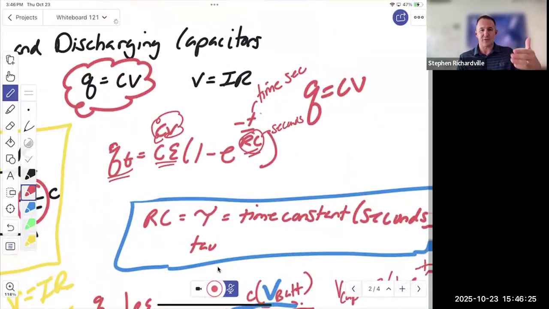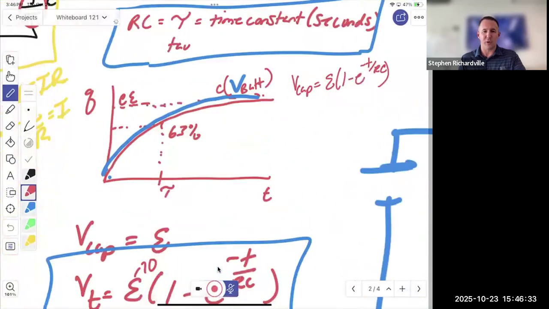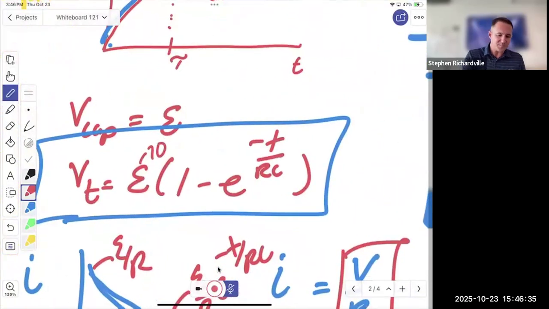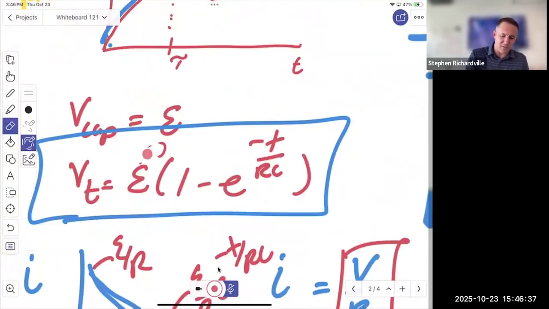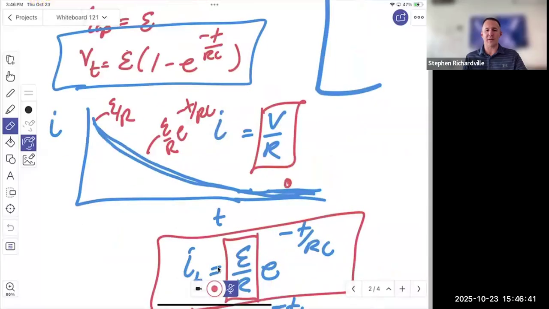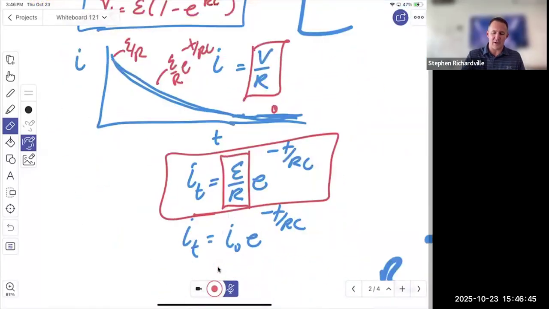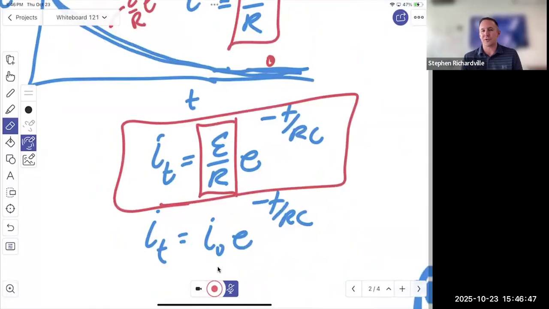Charge, as it increases with time, approaching CV is that function. There's your equation. Voltage is doing the same thing. It's increasing as well, but the current during charging is decreasing. Current's going down, so it's my initial current. You might say it's I naught, whatever I naught is. What's your I naught for the circuit? The initial current, times e to the negative t over RC.